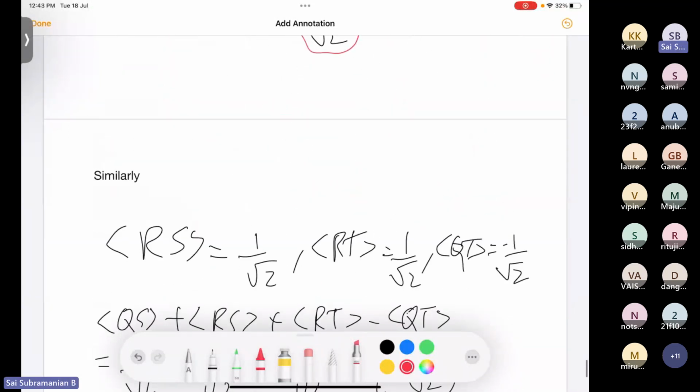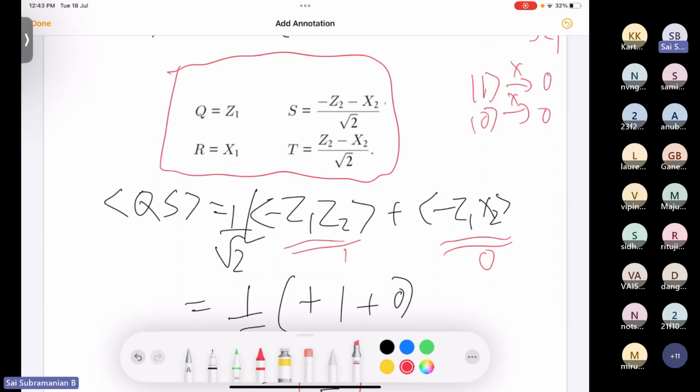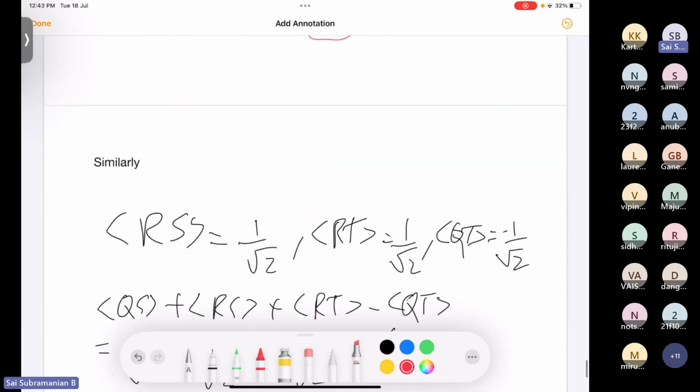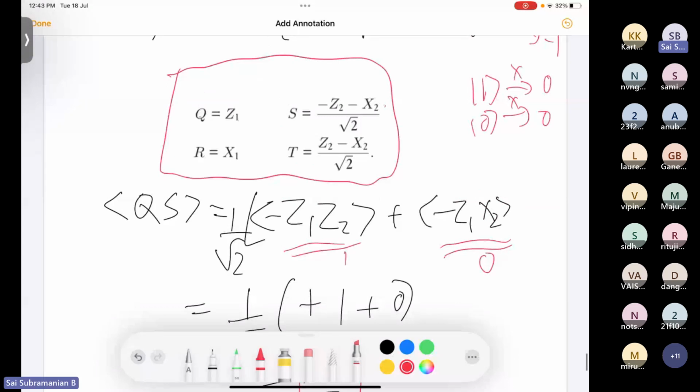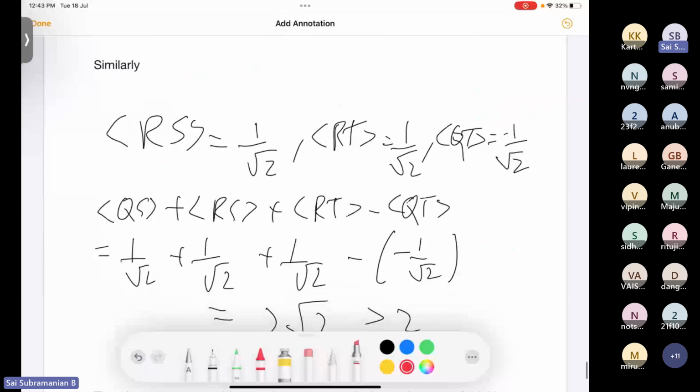Similarly, we can calculate the expected value of RS, RT, and QT using these definitions here. I'm not doing that, but basically, minus Z1, Z2 has expected value 1, and any Z1, X2 or X1, Z2 will have 0 expected value. Each of these multiplications, QS, QT, RS, RT, has one Z1, Z2 and one X1, Z2. So the X1, Z2s go away, the Z1, Z2s remain. That's why all of them have 1 by root 2. QT alone has a Z1, Z2 instead of a minus Z1, Z2, so its expected value alone is minus 1 by root 2.